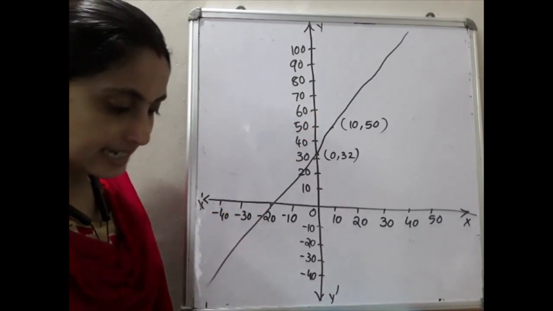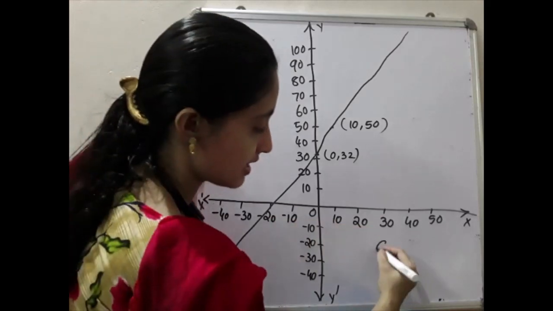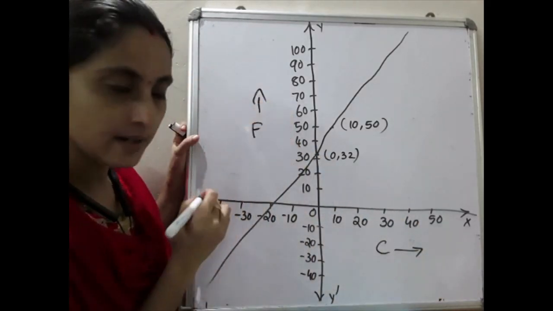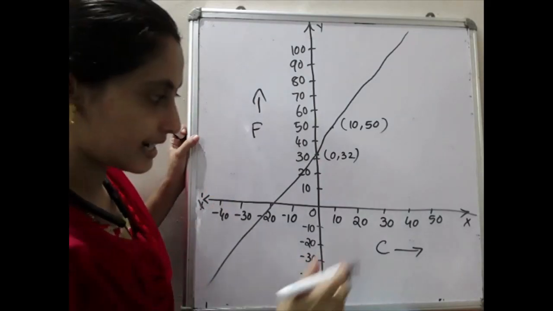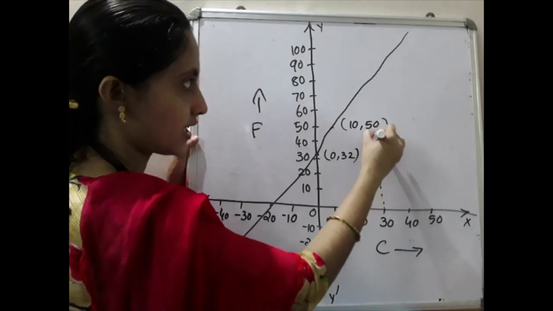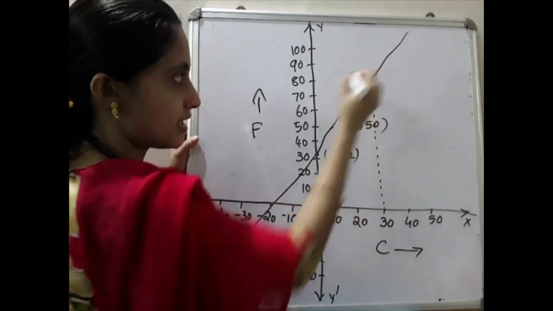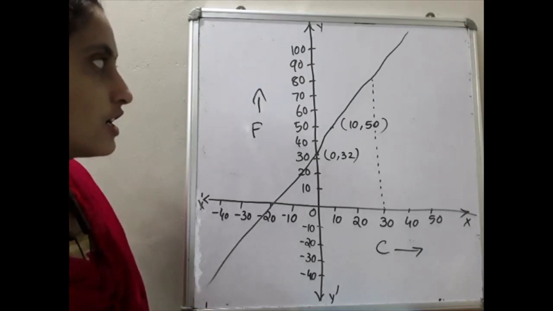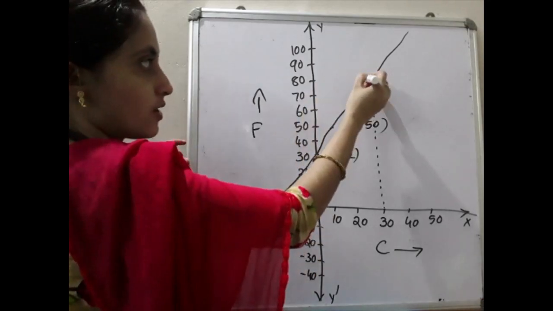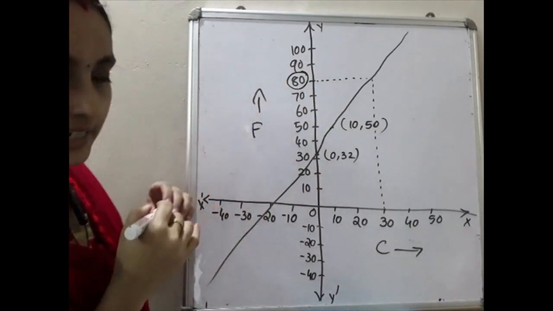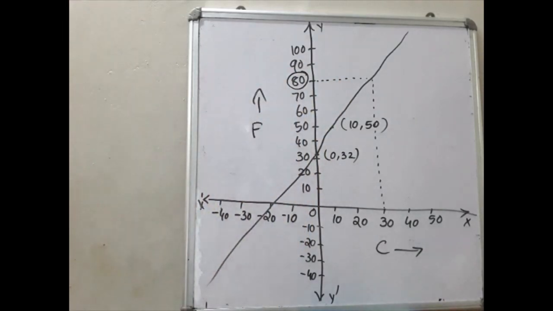If the temperature is 30 degrees Celsius. So Celsius is along the x-axis and Fahrenheit along the y-axis. Temperature is what? 30 degrees Celsius. Temperature 30 means here. So you have to draw a line corresponding to this. What is the temperature in Fahrenheit? According to this, you have to draw like this. So here I got the answer as 80. So please go through that and check whether you get the right answer or not.